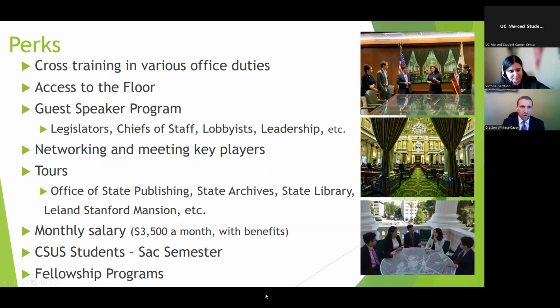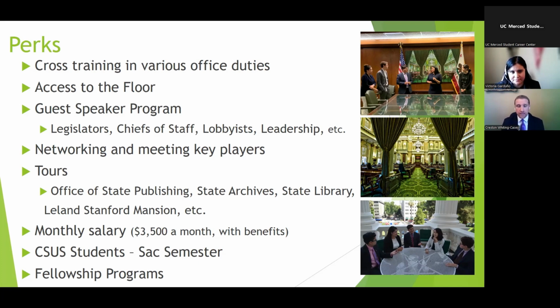So let's talk about why you'd want to be a part of the chief clerk's office and why being an intern in our office would be a great experience. So the first thing I always like to highlight is although we have set roles for interns, we do a lot of cross training, not only for different roles for the interns we have, but maybe other office duties in general. Another great thing is you get exclusive access to the floor.